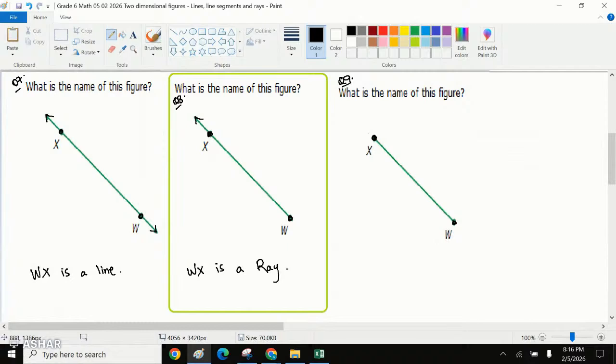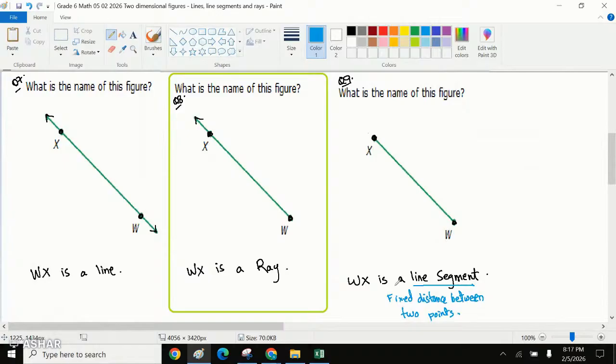Agreed? And in question number 9, WX should be, because it is a fixed distance. So it would be a line segment. I'll just write, why is it a line segment? Fixed distance between two points. Okay, if I would change the question, yes, perfect.